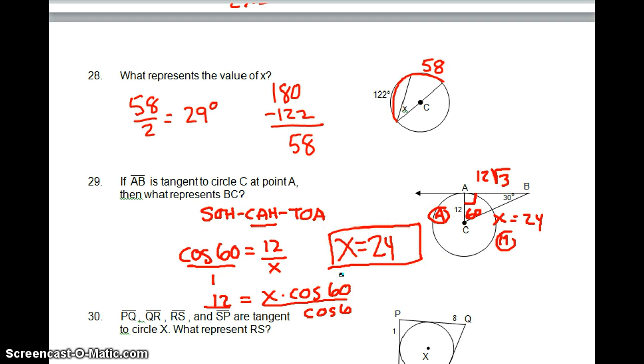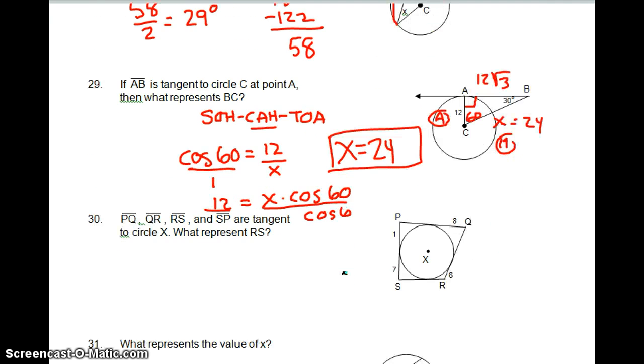That's 29. And number 30. PQ, QR, RS, and SP are tangent to circle X, what represents RS? The RS over here, this whole thing, well, this is 6 from here to here. From here to here, that's also 6. From here to here is 7, so here to here is 7. So RS, it's going to be 7 plus 6, which equals 13. So RS equals 13. And that is 21 through 30.